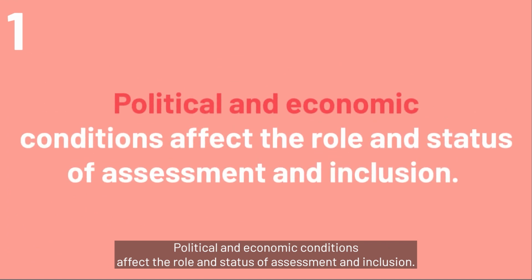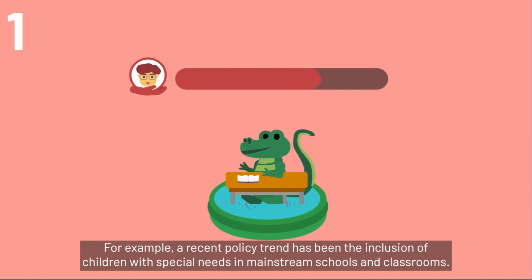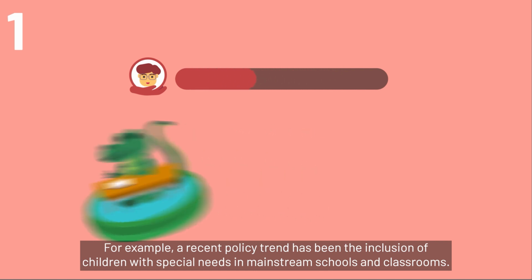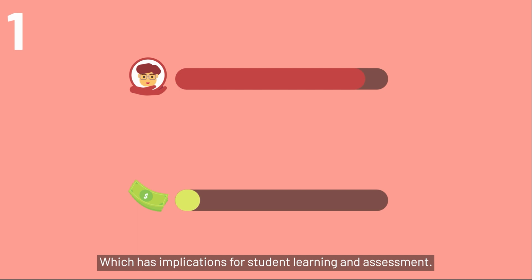Political and economic conditions affect the role and status of assessment and inclusion. For example, a recent policy trend has been the inclusion of children with special needs in mainstream schools and classrooms, at a time of reduced educational investment and without sufficient teacher development, which has implications for student learning and assessment.